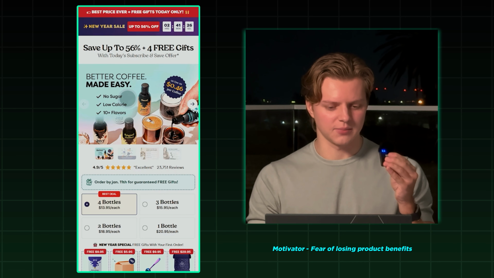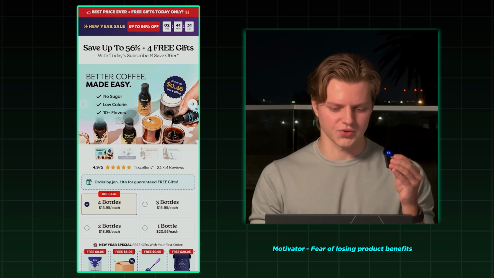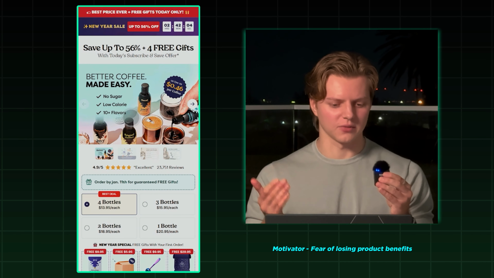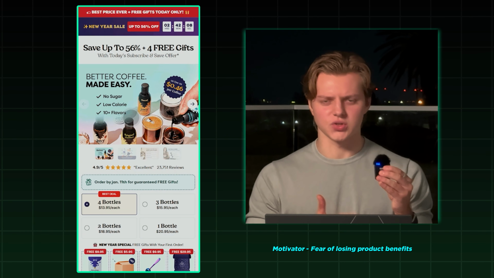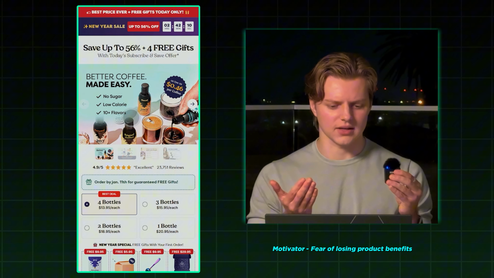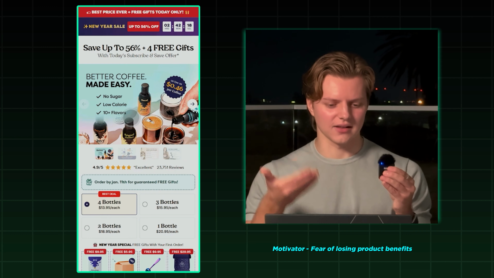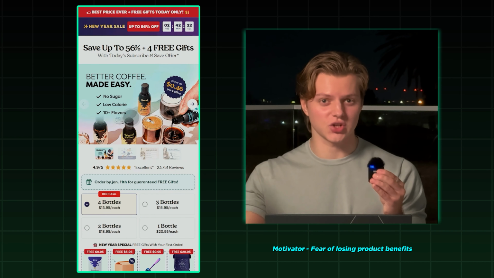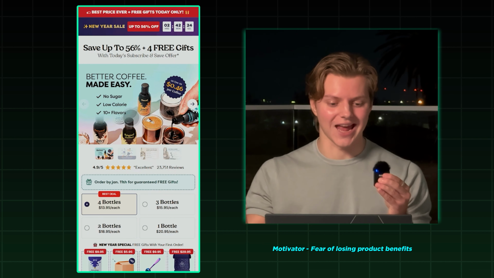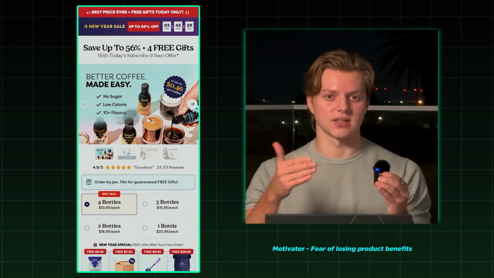And then lastly, for JV, we have the fear of losing the product benefits. Firstly, they have this image with better coffee, no sugar, low calorie, 10+ flavors. In my opinion, these are not very impactful benefits because regular black coffee does not usually have sugar or calories. But I'm guessing that the angle they're going for is that it's delicious coffee, not just coffee, but it's delicious coffee with flavoring and no sugar added, which is a good selling point.